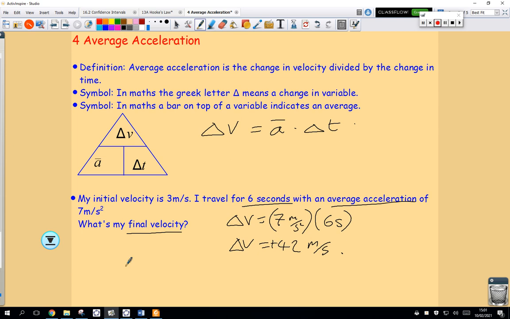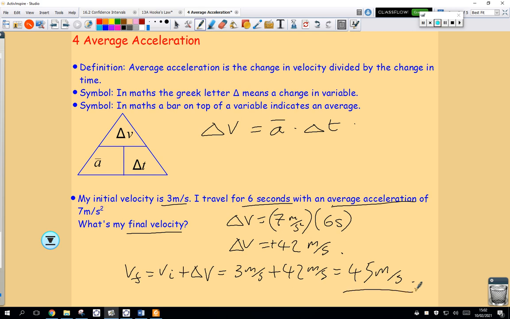So my final velocity is always going to be my initial velocity plus my change in velocity, which is going to be 3 meters per second plus 42 meters per second, which is 45 meters per second. So my final velocity is 45 meters per second. If I start traveling at 3 meters per second and then I have an average acceleration of 7 meters per second squared for 6 seconds, my final velocity will be 45 meters per second.